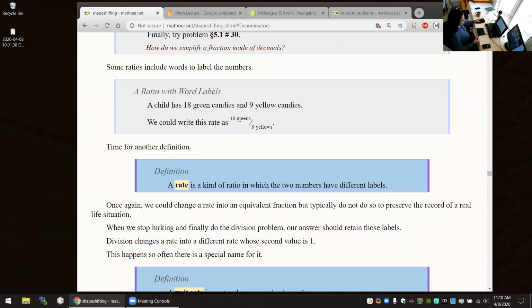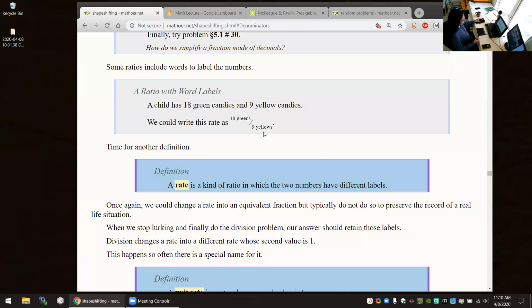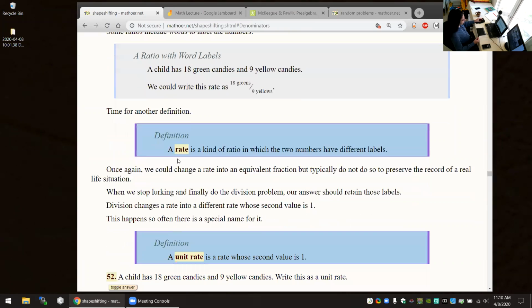Some ratios have labels. So we put words on it. If we put words on it, we call it a rate. The rate is the kind of ratio in which we label things, and they will have different labels.